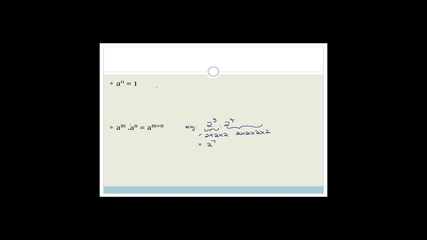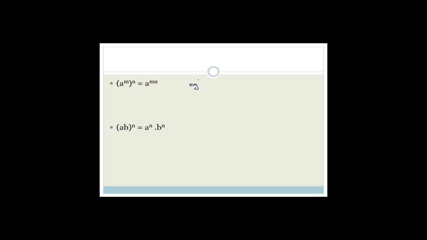But do you see that that actually obeys this rule, that if we've got the same base, then we can add the indices or the exponents to get the value of that exponent. Okay, so that is your second rule. The third rule, and actually these come in no particular order, is a to the m, all to the power of n, is equal to a to the mn. Again, I'm going to use an example to show you how this works.